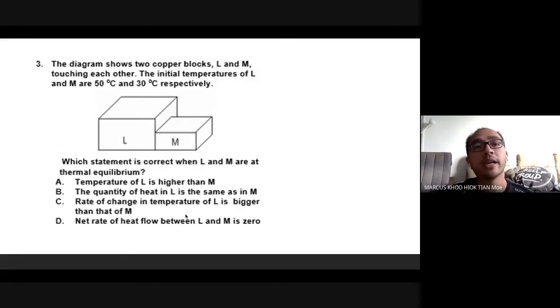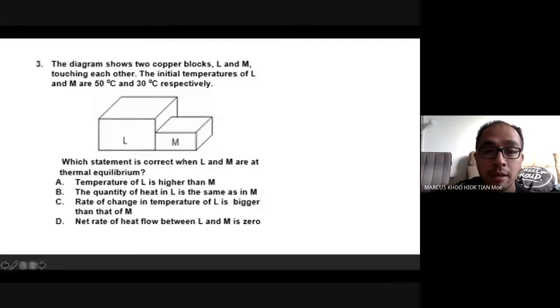Number 3. The diagram shows 2 copper blocks, L and M, touching each other. L is 50 degrees, M is 30 degrees. Now, which statement is correct when L and M are at thermal equilibrium? Which statement is correct? Can I have Joey for this, please?